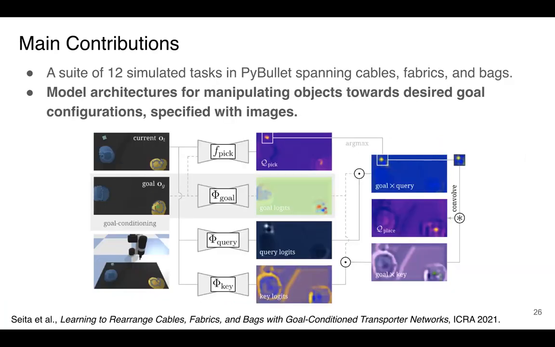The second main contribution of this work is a set of model architectures for manipulating objects toward a desired goal configuration, specified with images. So again, it's pretty similar to the prior paper where a separate image specifies the desired object configuration. So again, we'll discuss all these in detail right now.